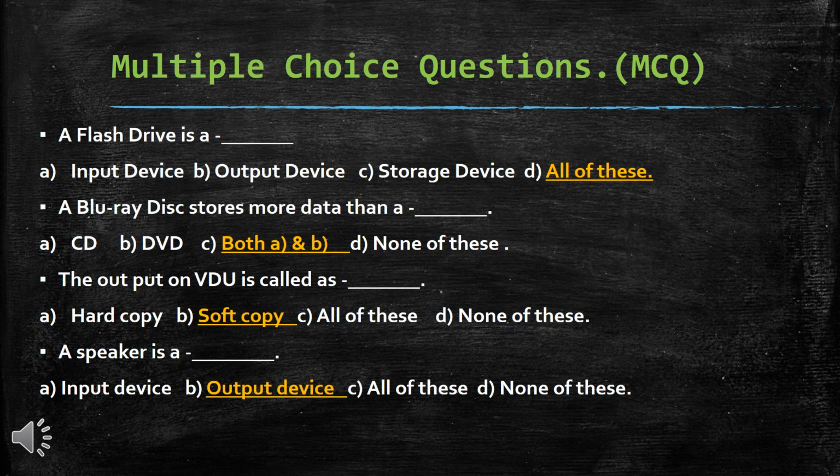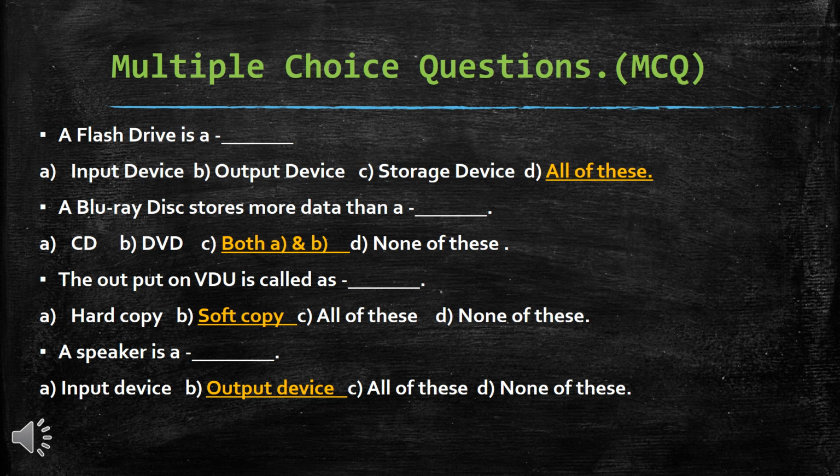A flash drive is a dash: input device, output device, storage device, all of this. The answer is all of this. Students, the best example of flash drive is the USB drive or your pen drive. Now students, pen drive can be used as input device as well as output device and also as storage device. The next one is a Blu-ray disc stores more data than a dash. Options: CD, DVD, both A and B, none of this. The answer is both A and B.